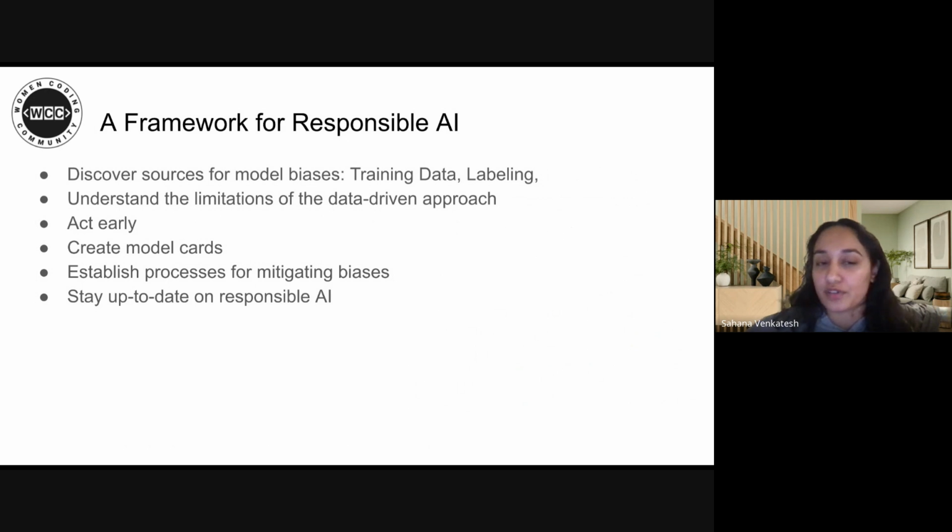There are a few different frameworks that were discussed. The first one: biases can happen through multiple points in the model lifecycle. It could be through training data labeling. It's very important to follow the right practices and right testing so that model biases are caught earlier.